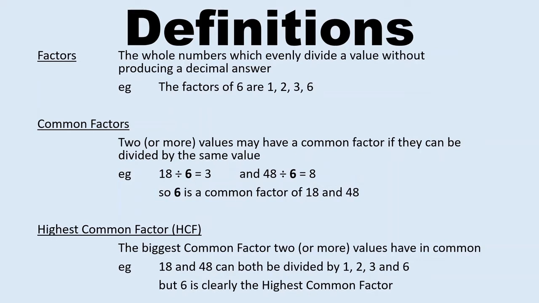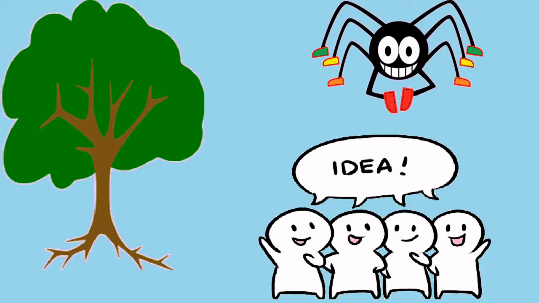Now, in all of these examples I've given, I've just assumed that you knew the factors of 6, and I assumed you knew which numbers we could divide 18 and 48 by. But if you don't know what those factors are, you need to go back to what we learned in our previous lesson. That is, back to our factor spiders or our factor trees.